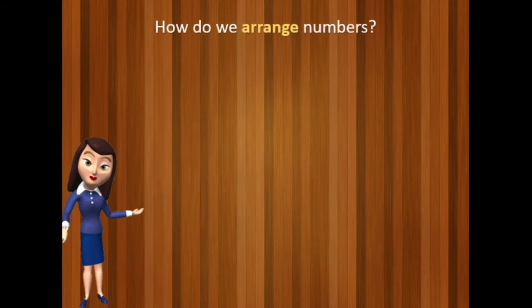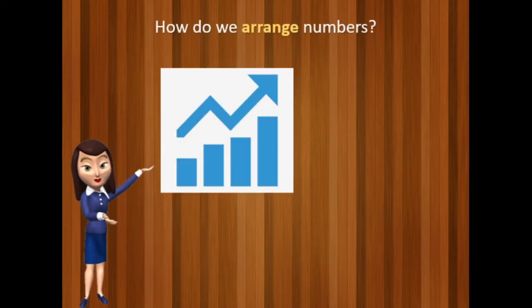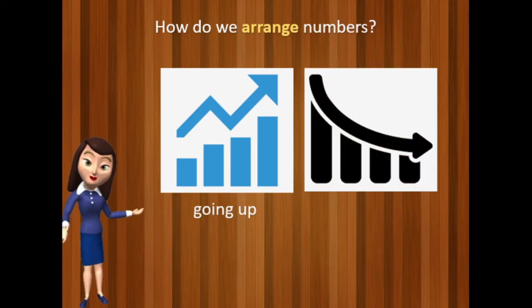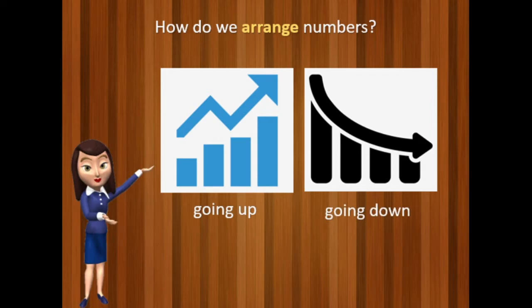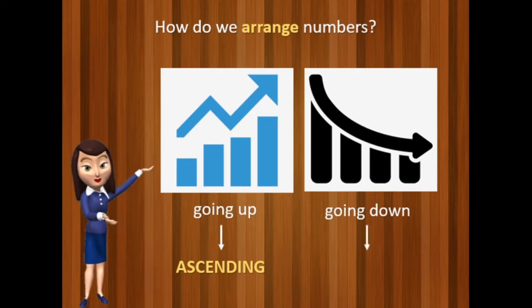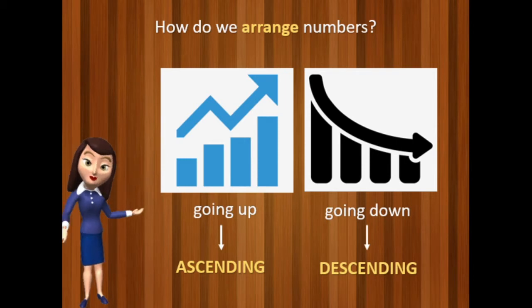How do we arrange numbers again? We arrange numbers going up or going down. If the numbers are going up, it's in ascending order. But when it's going down, it's descending order.